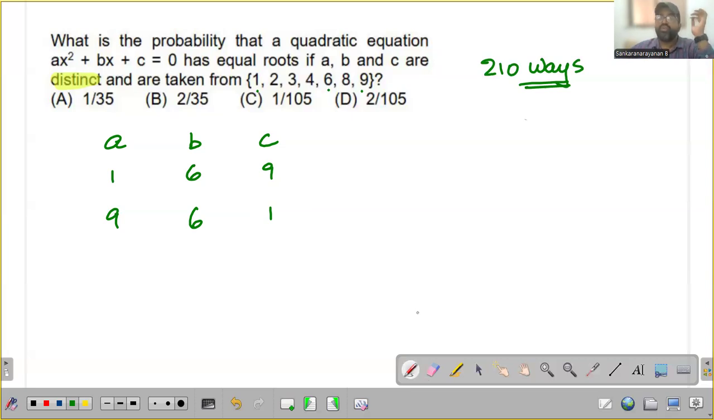So the total number of favorable outcomes is 2 out of the total number of outcomes, which is 210. Thus, the probability that the quadratic equation has equal roots is 2 by 210, which is 1 by 105. And we can say option C, which reads 1 by 105, is going to be my answer. Okay, so that brings conclusion to my question number 6.